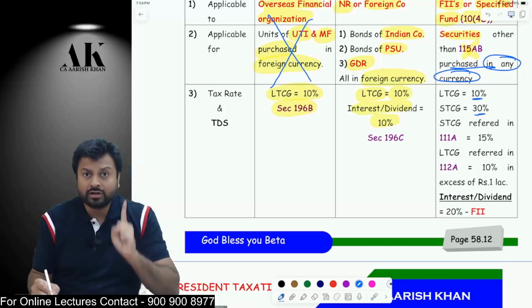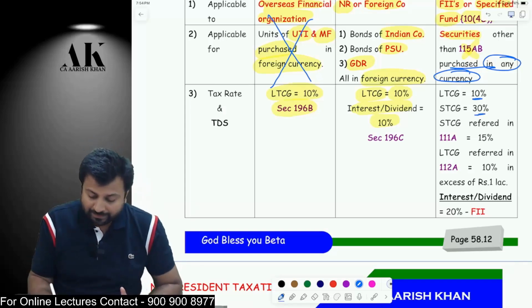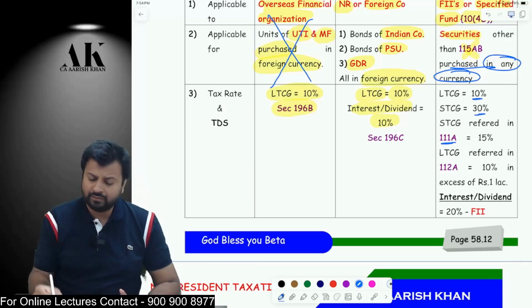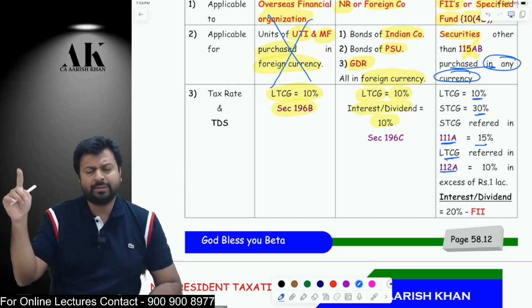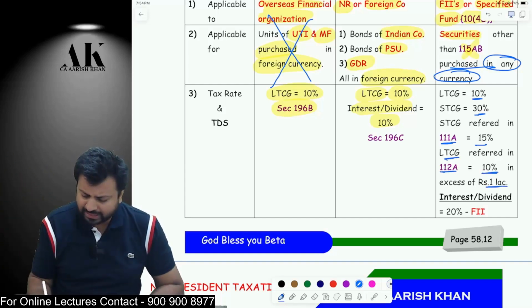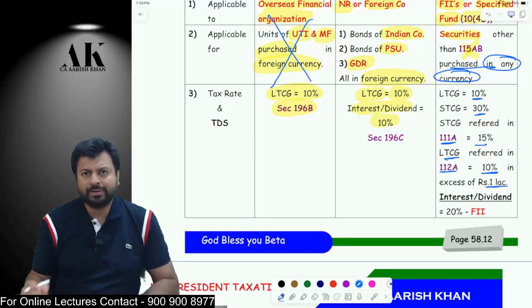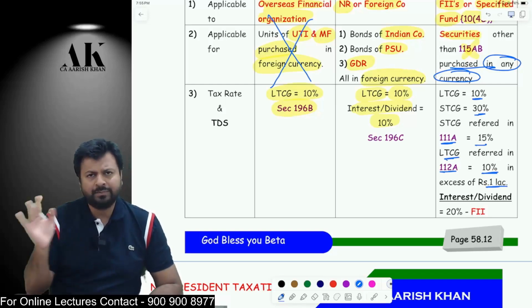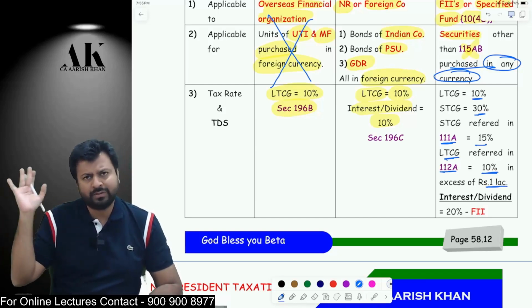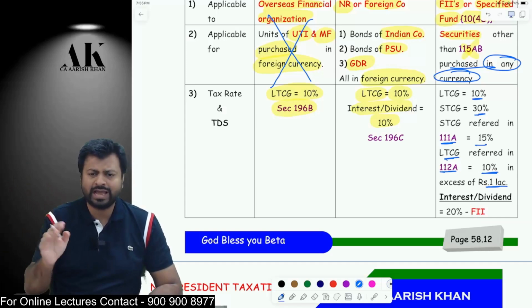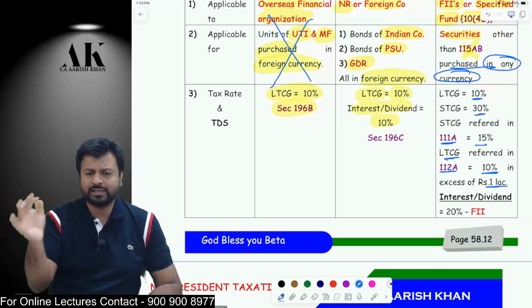The normal short-term capital gains will be taxed at 30%. But the special capital gains under 111A will be taxed at the 111A rate of 15%. And the 112A capital gains will be taxed at the 112A rate of 10% in excess of 1 lakh rupees. I hope it is clear to all of you. So all the four capital gains rates are mentioned over here. Okay. 111A will be taxed at 111A, 112A will be taxed at 112A, 10% subject to 1 lakh, and normal LTCG 10%, normal STCG 30%.